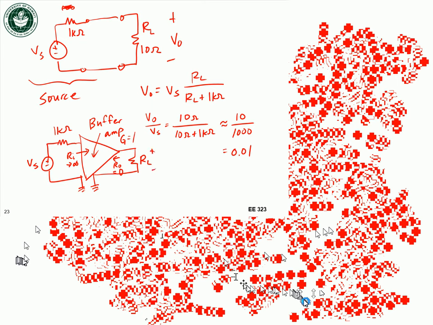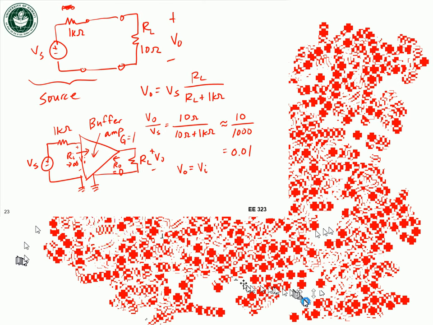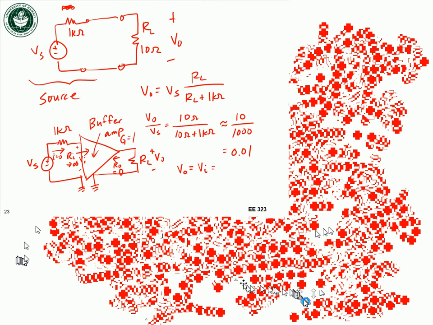Okay. So now let's express what the output voltage is. Okay, so what's the equation for the output voltage here? Let's call this the input voltage, VI here. Okay, so because my gain is 1, my output voltage should be equal to the voltage at the input of the buffer amplifier. And because my input resistance into my buffer amplifier is infinite, there's no current going into my amplifier. So there's no voltage dropped across this 1 kilo ohm resistor. So the input voltage here has to be equal to Vs. Okay, so that means the output voltage is equal to Vs.